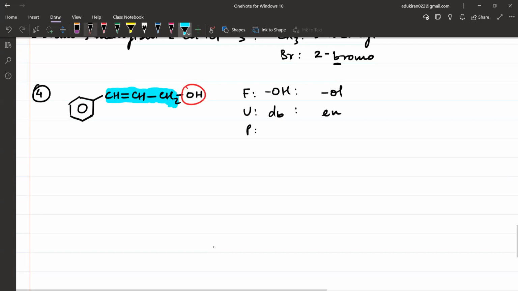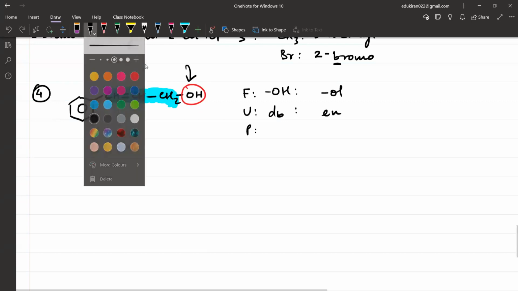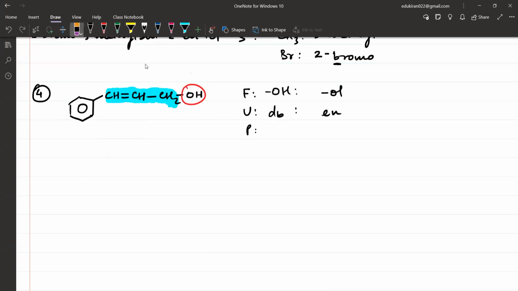Now you can see that this ring has 6 carbon atoms and this chain has only 3 carbon atoms, but still we are taking the chain because it has the functional group OH. So this is going to be our parent, which has only 3 carbon atoms. 3 carbon atoms means prop. And then the substituent. Is there a substituent? Yes, this benzene ring will become the substituent.